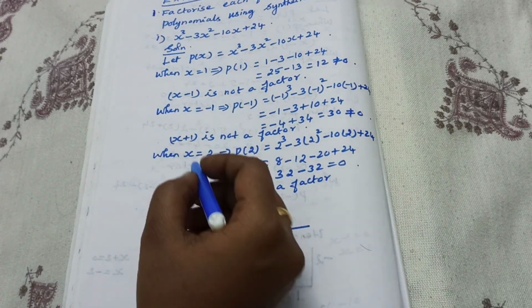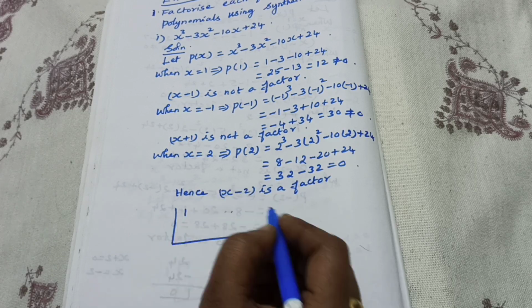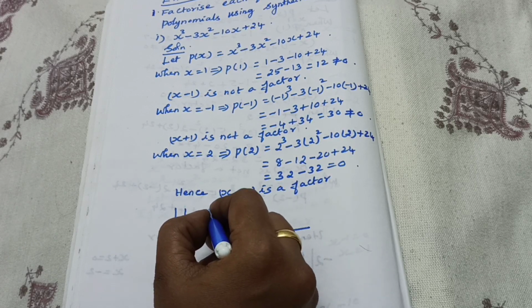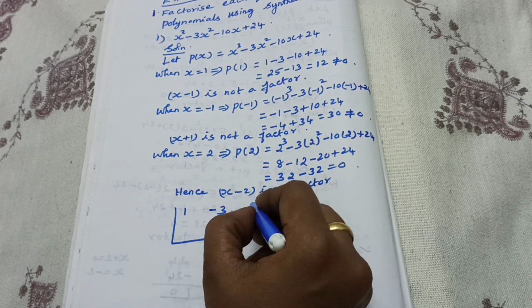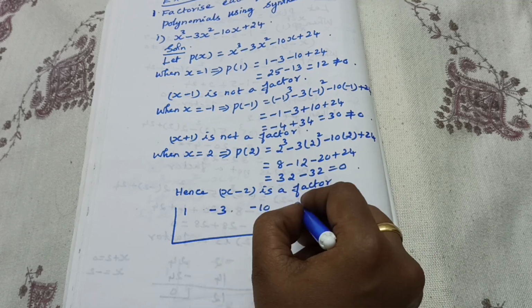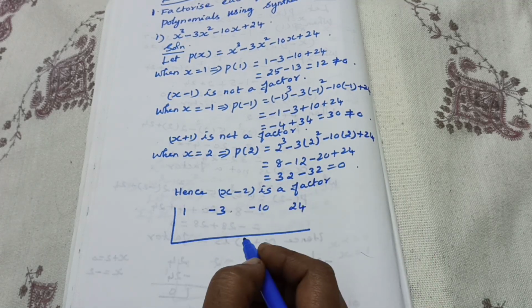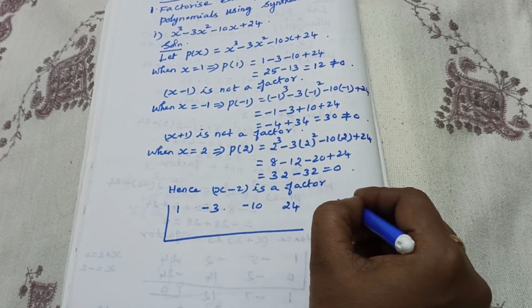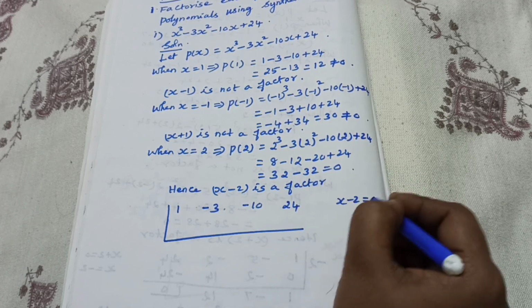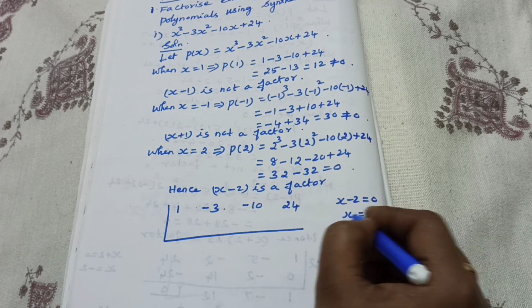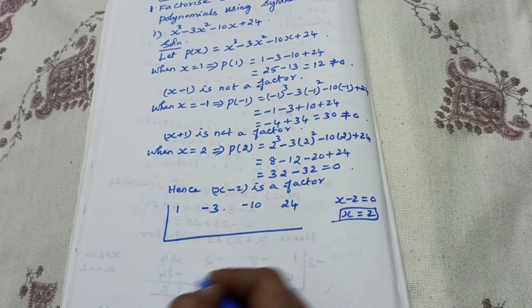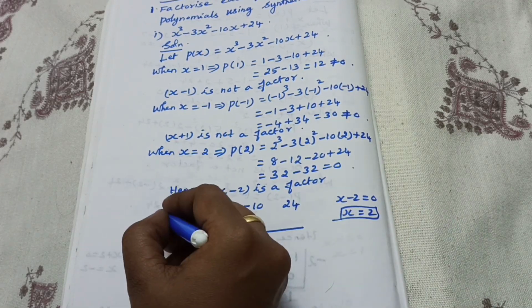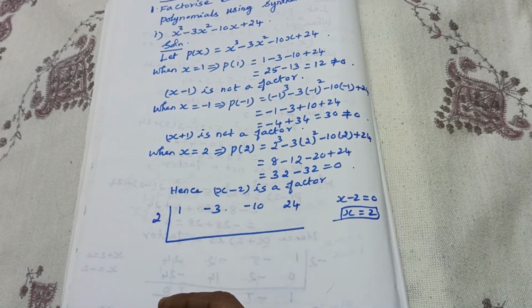Now, what are the coefficients you should write? 1. x square coefficient is minus 3, x coefficient is minus 10, constant is 24. Here, x minus 2 is the factor we got, isn't it? Therefore, x minus 2 is equal to 0, x equal to 2. This is the zero of the divisor. This 2 we can write here.